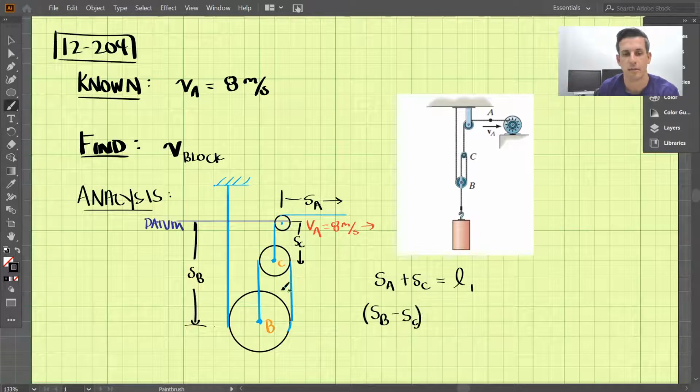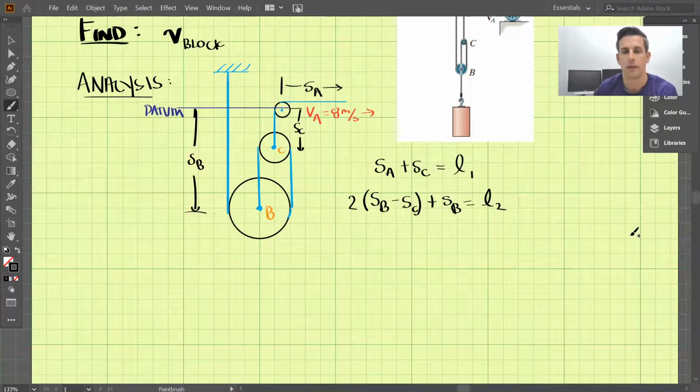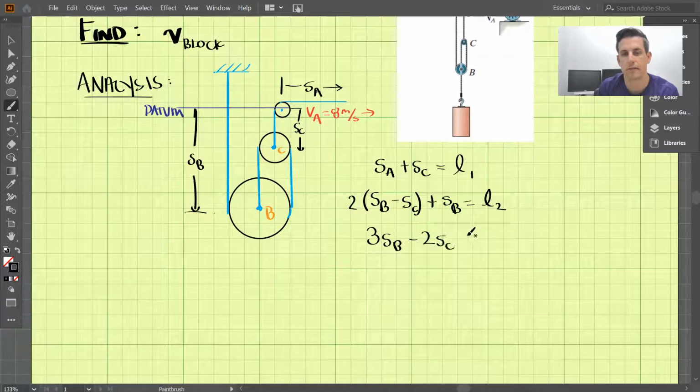And we actually have two of those, so we'll multiply this by 2. And then from here to here we have SB, so we'll add SB to that. And that's going to be the length of 2. We can further simplify this equation into 3SB minus 2SC equals L2.